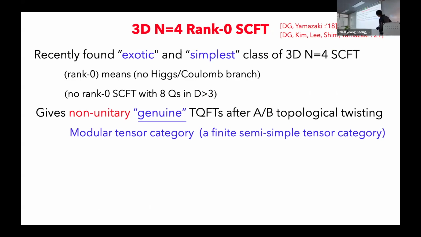Genuine means that these mathematical structures are determined by a very rigid mathematical structure called the modular tensor category, a finite semi-simple tensor category. These days, people are extending this notion of the modular tensor category to non-finite and non-semi-simple and some exotic examples, but the original definition of modular tensor category includes finiteness and semi-simplicity.